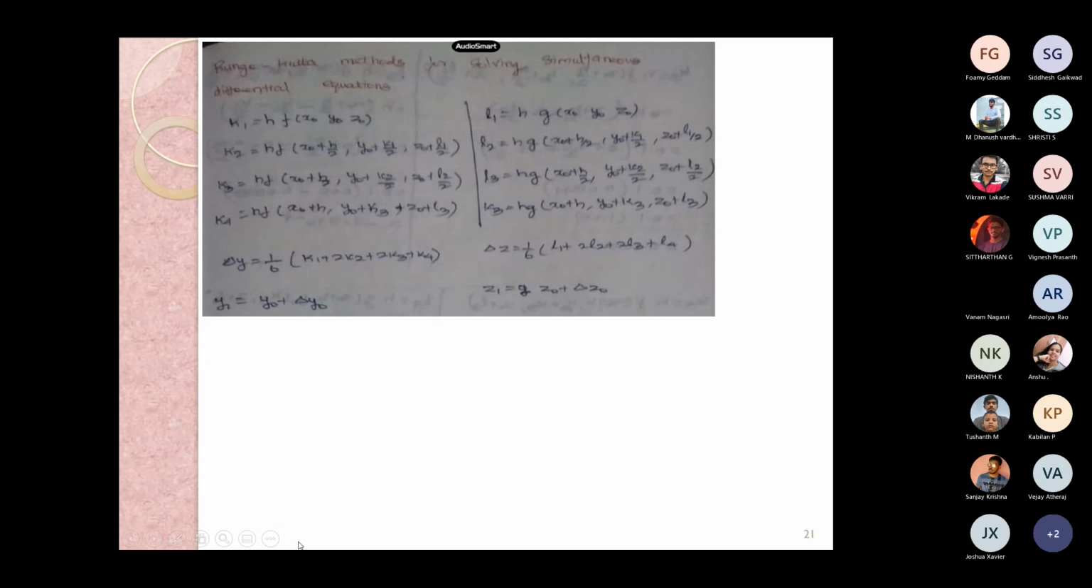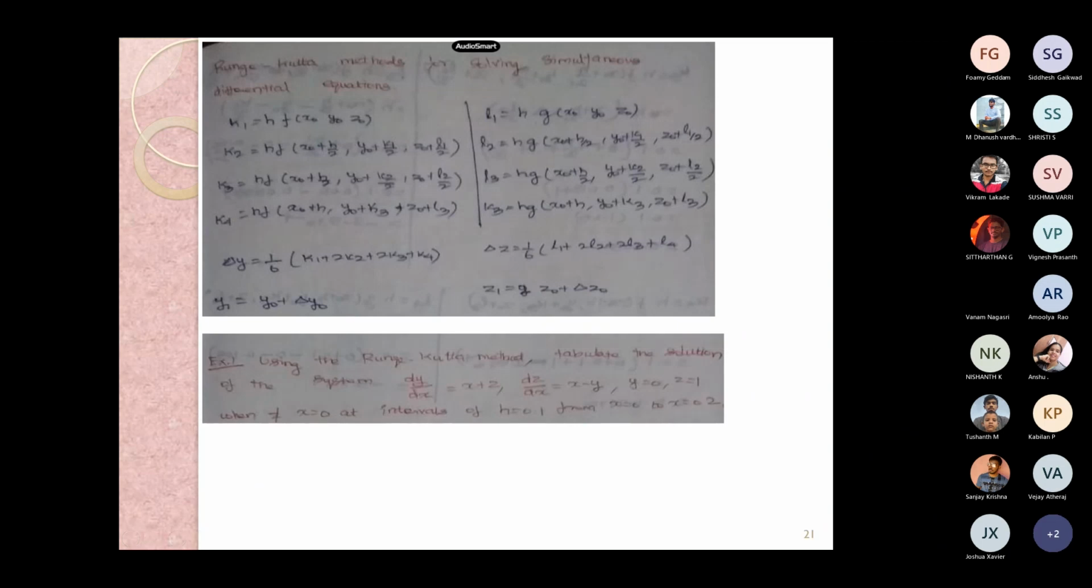Here K1 is h into f of x naught, y naught, z naught. Similarly, L1 is h into g of x naught, y naught and z naught. And similarly K1, K2, K3, and here L2, L3 and L4. This is not K3, this is L4. So delta y is equal to 1 by 6 into K1 plus 2K2 plus 2K3 plus K4. Delta z is equal to 1 by 6 into L1 plus 2L2 plus 2L3 plus L4, and we are going to find the values of y1 and z1.